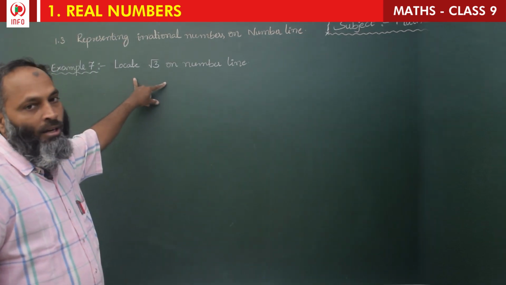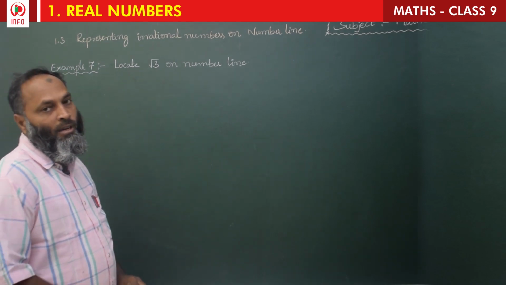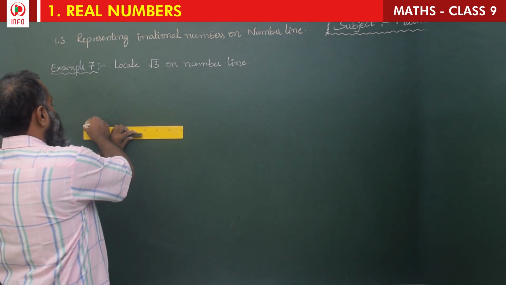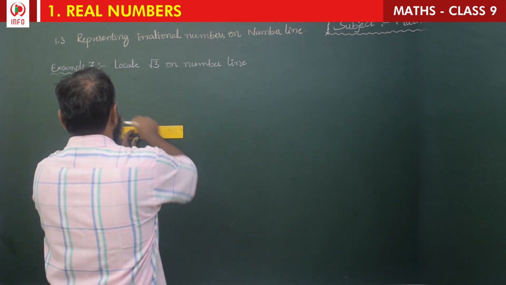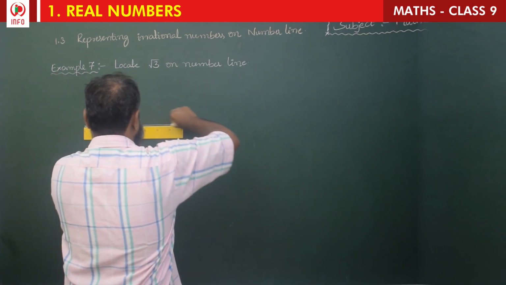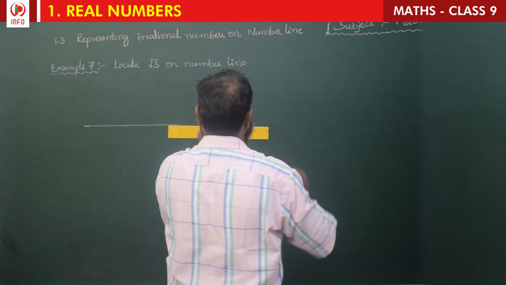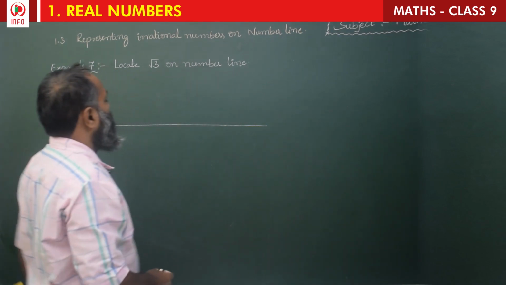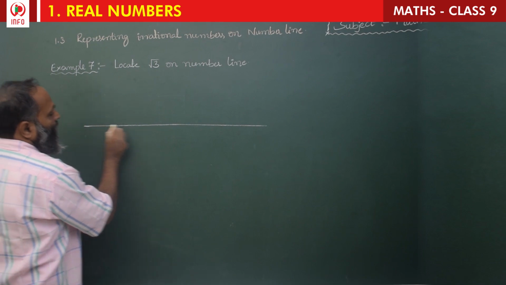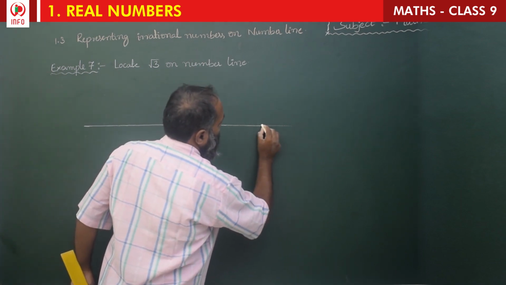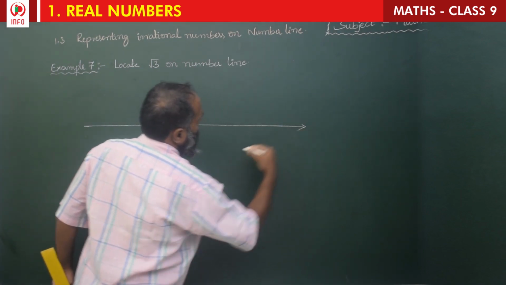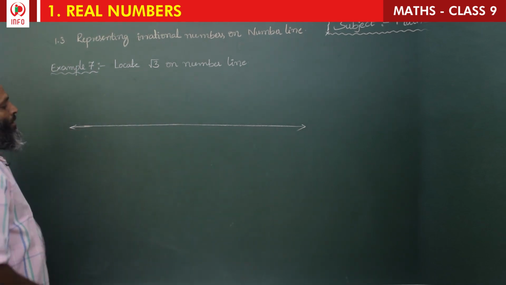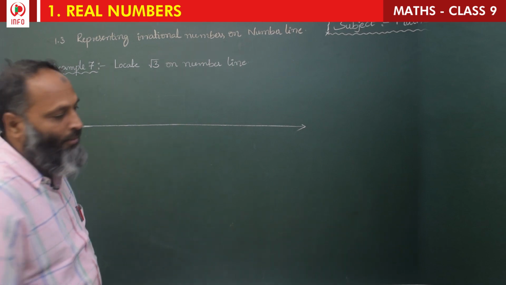So, locate root 3 on a number line. How to locate root 3 on a number line? See here. First we should draw a number line with the help of a scale. This is our number line. On the number line, first we should take 0 in the middle.